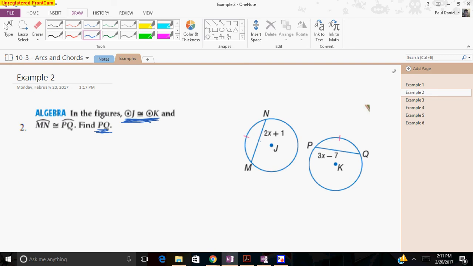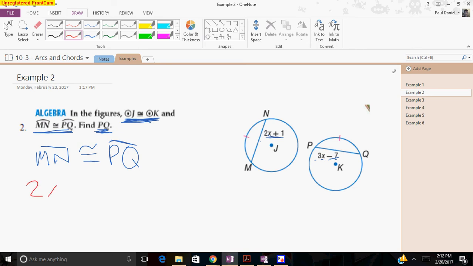Remember, just like we used in the last one, we know if their arcs are congruent, then that means their chords are also congruent, or the other way around. So in this case, since these two arcs are congruent, that means that chord MN is going to be congruent to PQ. And if that's the case, then those two values that they have listed can be set equal to each other. So that's exactly what I'm going to do.